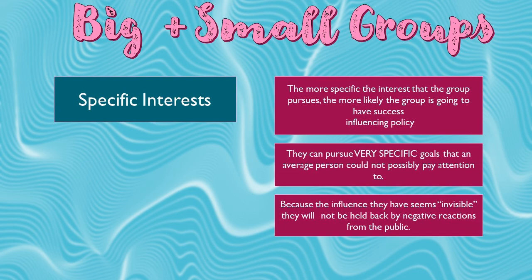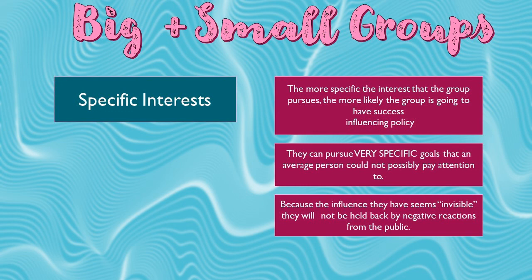When a group is going after some really specific interests, they're probably going to be pretty successful. The more specific the interests that the group pursues, the more likely they're going to have success, because they're going to be doing stuff kind of behind the scenes. It's so specific that your average person doesn't even pay attention to this. It's the kind of thing that you would definitely not click on an online news site. You would skip over it in the newspaper.